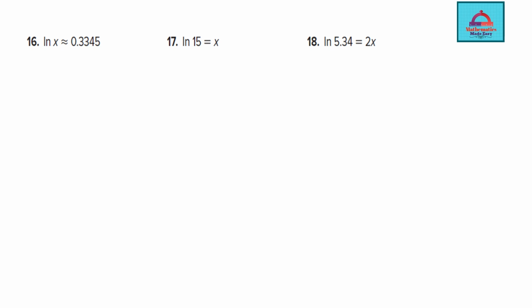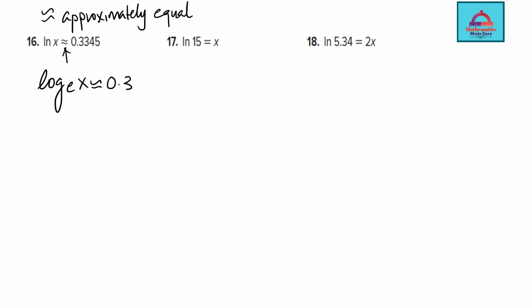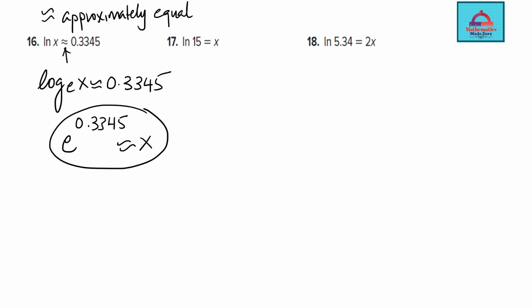Let's finish questions 16, 17, 18 in this slide. The only difference is here equal to is not given. This symbol means approximately equal. It's not exactly equal. Pay attention. So again, we will use the same concept. Log base e of x is approximately equal to 0.3345. And now we can convert to exponent form. So e to the power 0.3345 is also approximately equal to x. I did not use equal to because it was not given in the question.